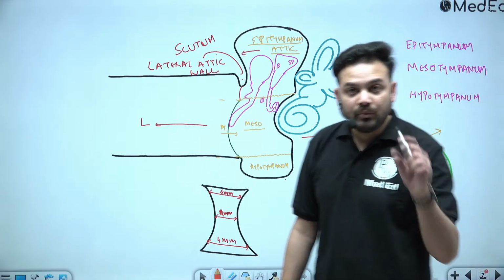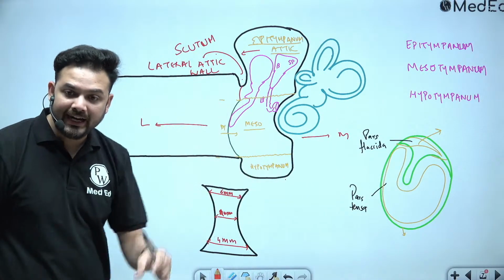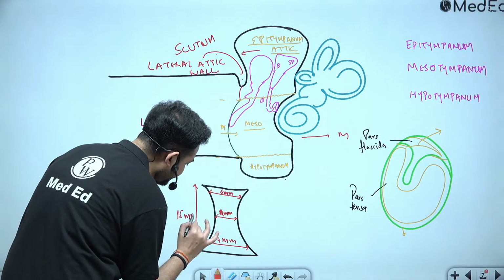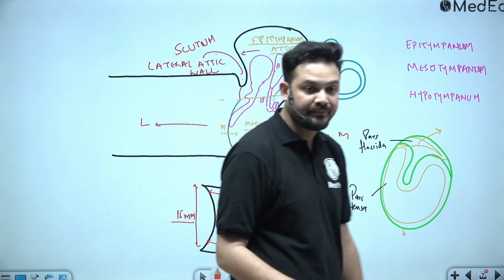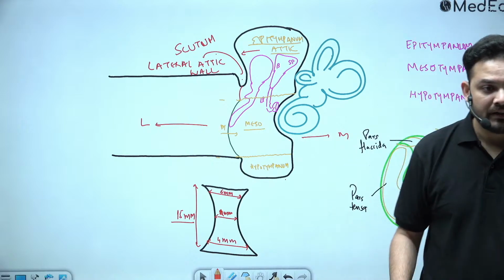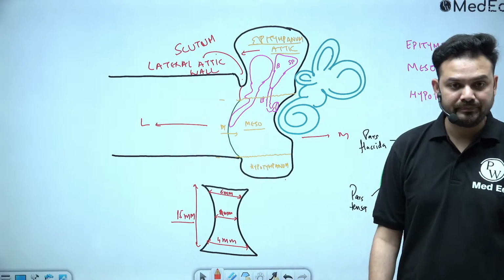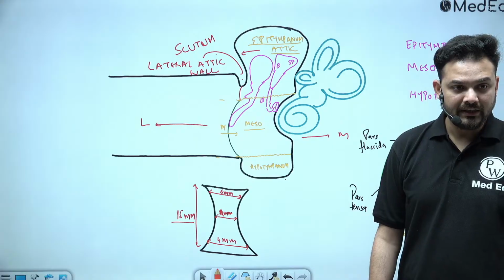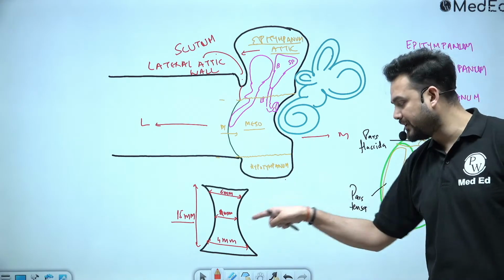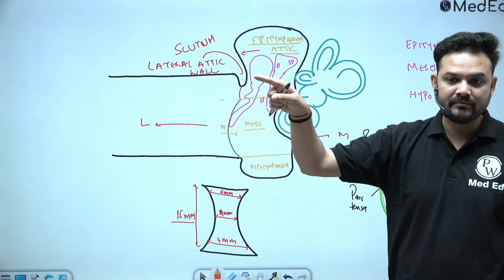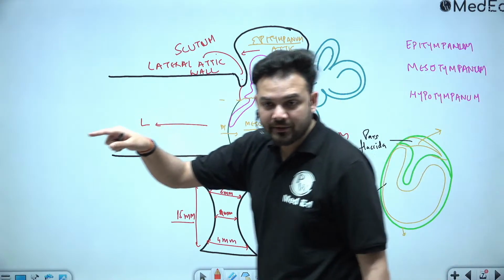The vertical dimension or the vertical height of the middle ear is around about 15 millimeters. So it becomes 6, 2, and 4. 6 above, 2 in the center, 4 below. So these are the dimensions of the epitympanum, mesotympanum, hypotympanum, and the vertical height of the middle ear, in simple words. Mirza, you didn't get lateral attic wall.